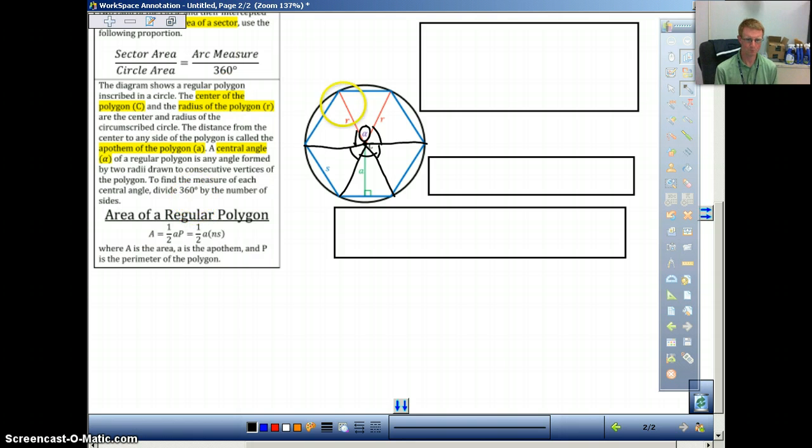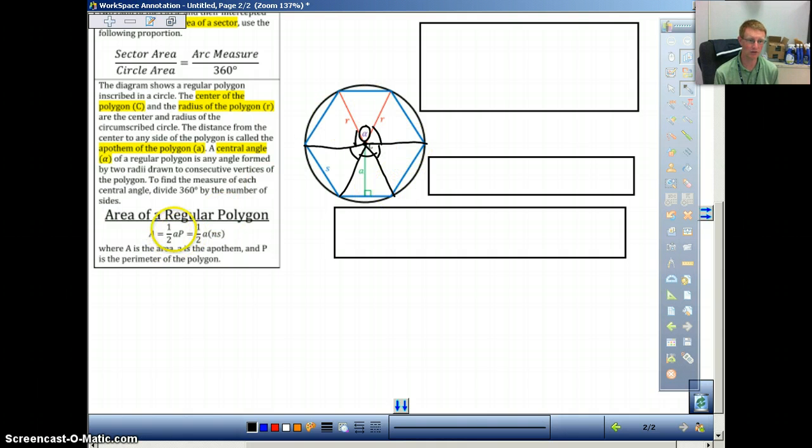So it's very important for you to know those 3 things: we need to know the apothem, the radius, and the central angle, because when we want to find the area, we use this formula. We use 1/2 times a times P, where A is the area, the small a is the apothem, the length of the apothem, and P is the perimeter. So that means the sides.